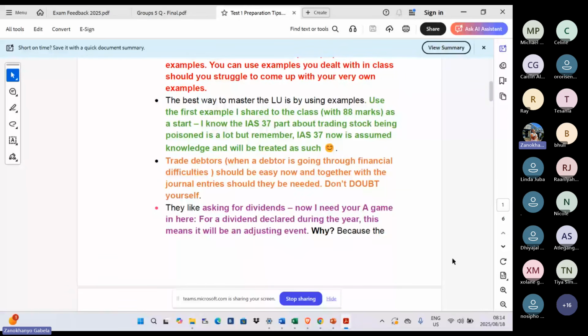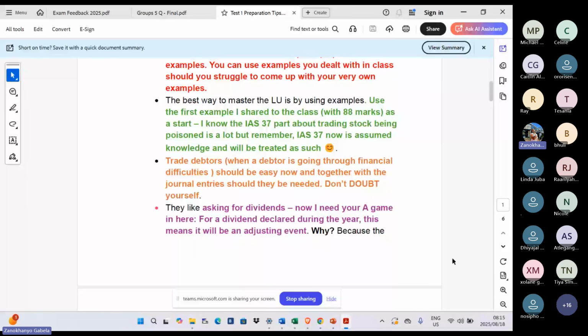Again, why is it a non-adjusting event? Let's go back and revisit IAS 37. IAS 37 says that when you declare something, that's the only time there is a constructive obligating event. So before the 1st of December 2025, we didn't have any declaration. We only had it on 3 January. That means a constructive obligating event only arose on the 3rd of January. So that's the only time we are going to recognize that dividend.